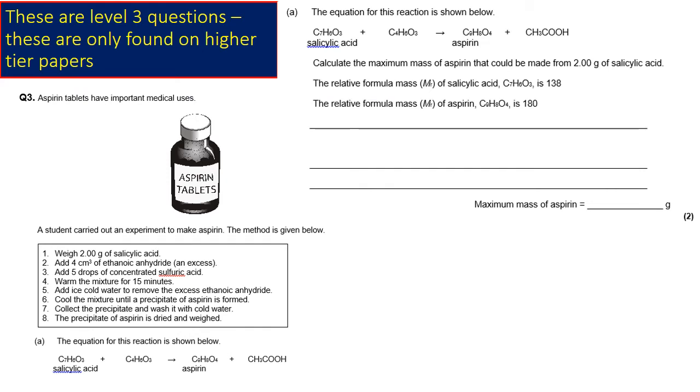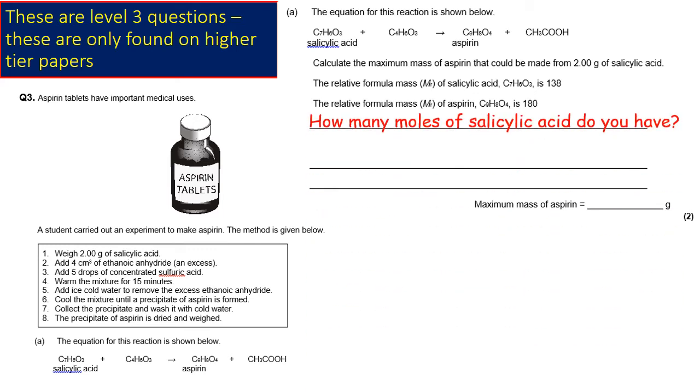So we're now moving on to level 3 questions here. These are only found on the higher paper. We are given some details about aspirin, a method for making the mixture, and the equation. They ask us to calculate the maximum mass of aspirin that could be made from 2 grams of salicylic acid. We're told the relative formula mass of salicylic acid and aspirin. So we can look at the ratios in the equation and see that all of these have a 1:1 ratio. That tells us if we had 1 mole of salicylic acid and everything went perfectly, we would make 1 mole of aspirin.